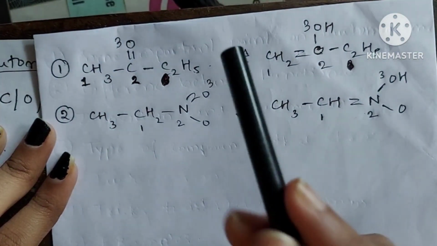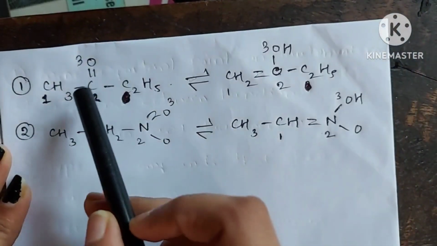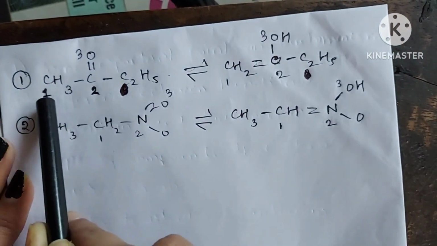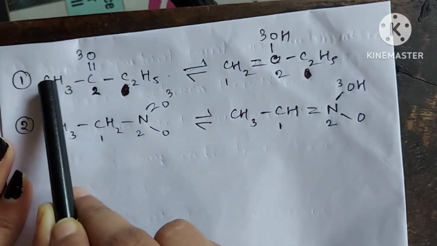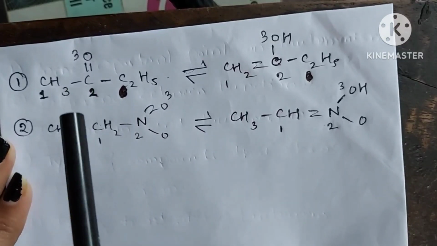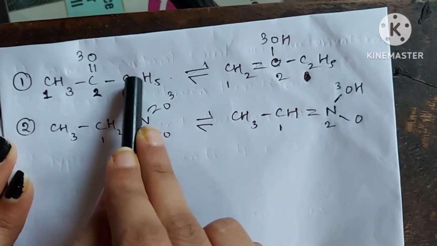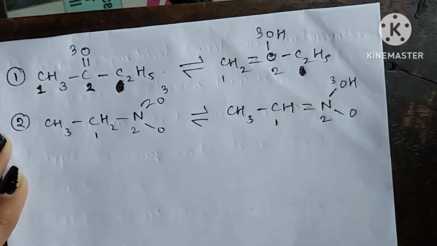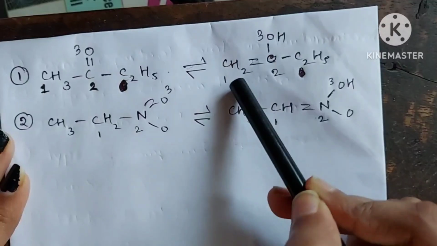So in this way it is the triad system. It will follow tautomerism in this way. The double bond will shift here and hydrogen will shift from carbon 1 to 3. If we start from this side, hydrogen is shifting from 1 to 3, and if we start from this side, hydrogen is shifting from 3 to 1.